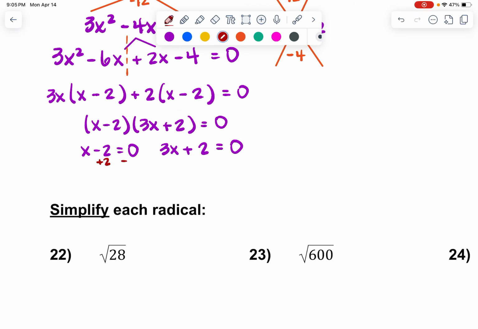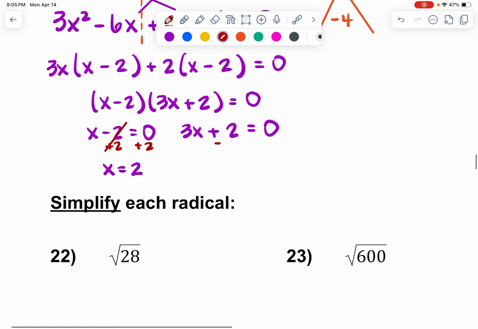So obviously this little guy, we just have to add the 2 to the other side to get the x by itself. So x equals 2. And over here, this is a two-step algebra equation. So we're going to subtract the 2 first. And then we'll divide by 3. All right, so the 3's cancel. And we get x equals, oops, write that purple. We get x equals negative 2/3.